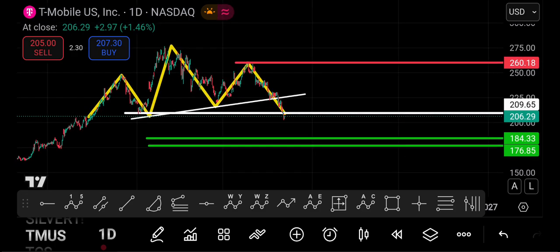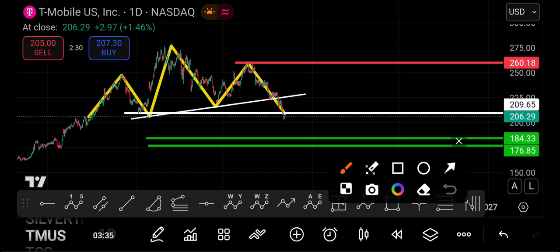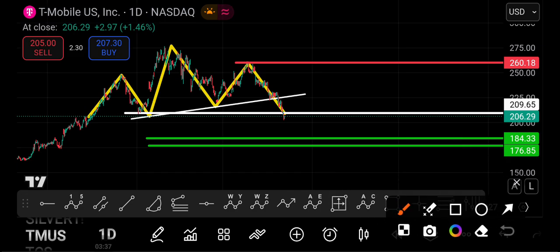And my dear friends, this area will act as an important resistance zone. This neckline has now turned into an important resistance. So far it was support, now it has turned into an important resistance.